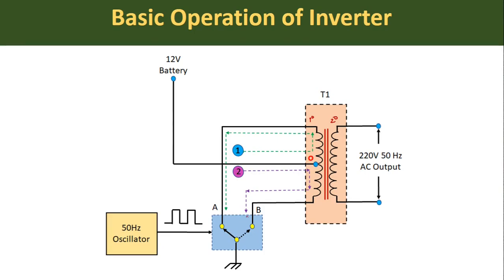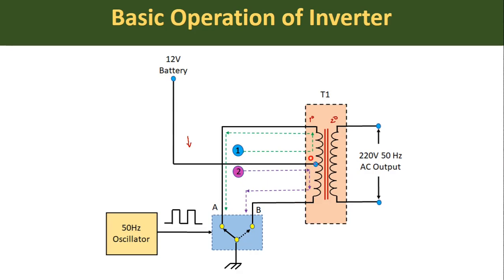So whenever the A point of this primary winding is connected to this switch, then the current from this 12 volt battery starts flowing in the upper side of this primary winding, and when this B point of the primary winding is connected to this two-way switch, then what happens? The current from the 12 volt battery will flow through the lower side of this primary winding to the ground.